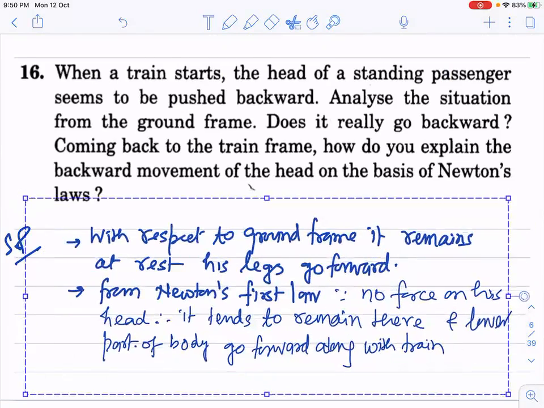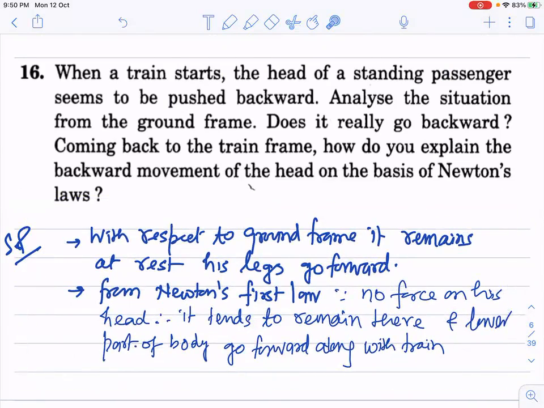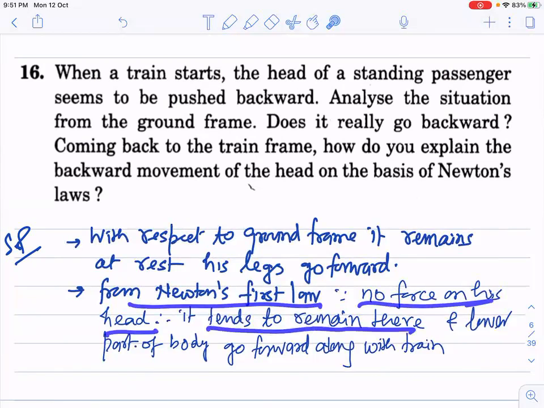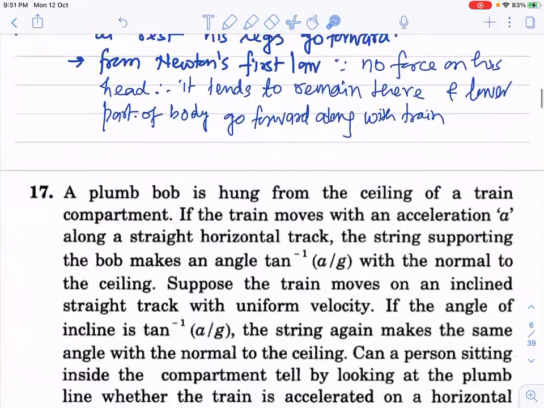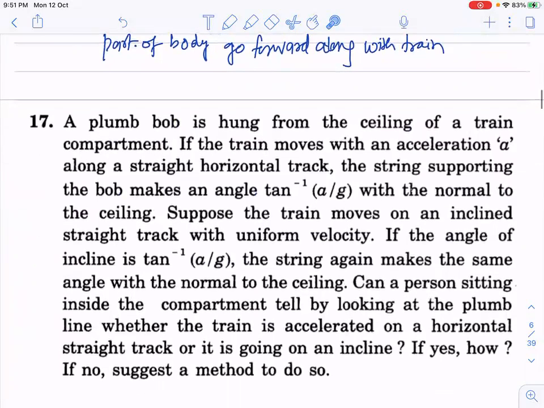All right. The answer I discussed, with respect to the ground frame, it remains at rest. Legs and lower part of the body go forward. From Newton's law, no force on the head. It tends to remain there, and lower part of the body goes forward along with the train. All right. First law, explanation of both cases.